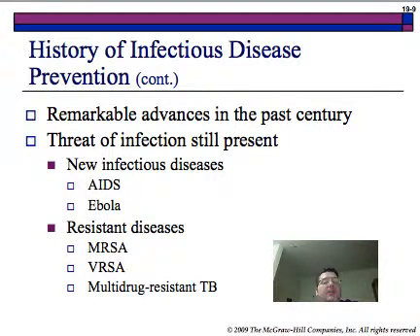The history of infectious disease prevention shows remarkable advances in the past century, but the threat of infection is still present. There are new diseases such as AIDS and Ebola, and if you're watching the news lately, you see these new AIDS-like diseases over in Europe, as well as in Yosemite National Park, where a rodent type of disease is being passed around. There are different types of resistant diseases: MRSA, VRSA, and multi-drug resistant TB.